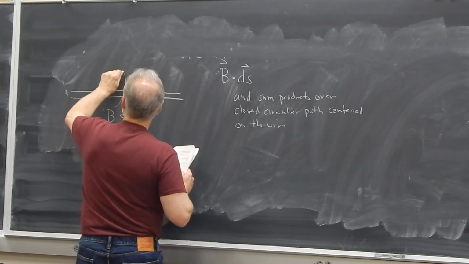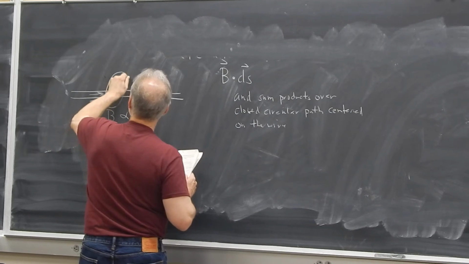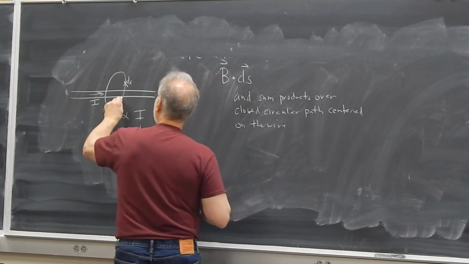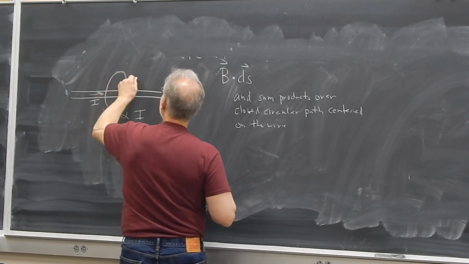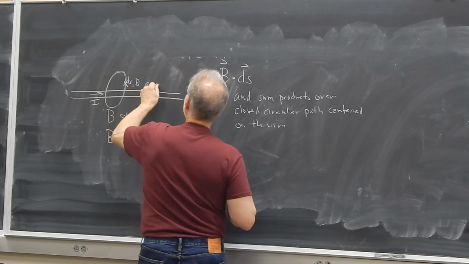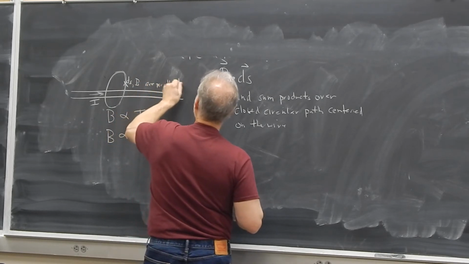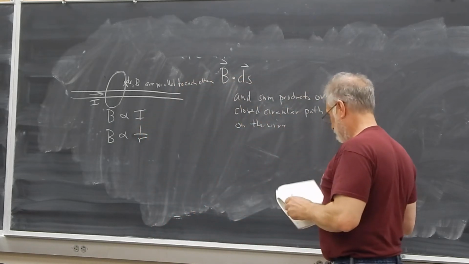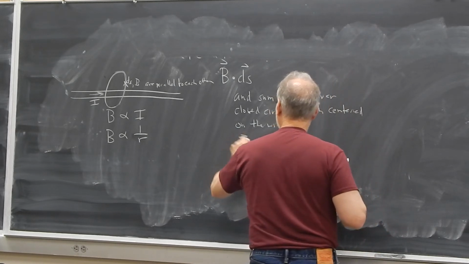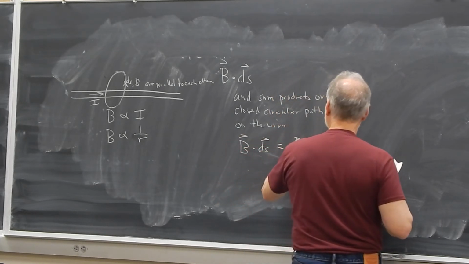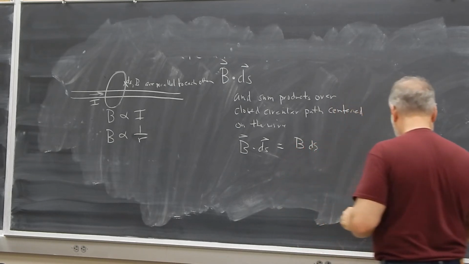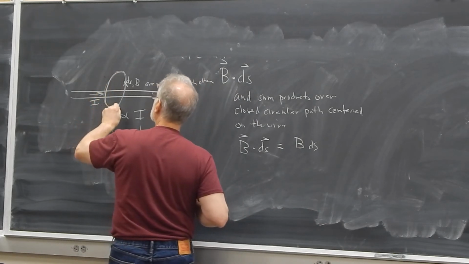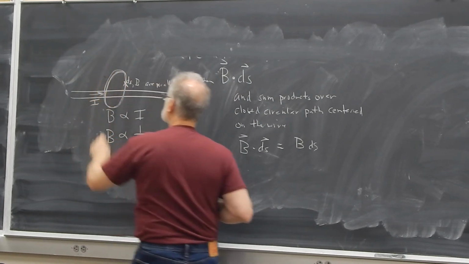So I'm going to draw this path around the wire. I'm going to call it ds, around the wire. And I notice that, of course, everywhere around the wire, ds and B are parallel to each other, which is to say that then B dot ds I can just write as B times ds. Magnetic field then is constant everywhere on this loop that I draw around the wire. And that's going to be crucial.